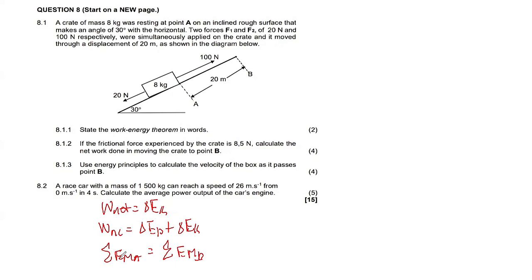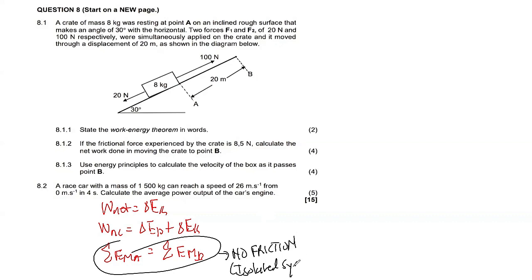Now remember, I did mention the conditions for all these three, right? Now for this one, we're not going to be using this one because this one only works when there is no friction. So this one only works in isolated systems, right? Only works in isolated systems. So it has no chance of being used here. And then now we are only left with W net and change in EK.